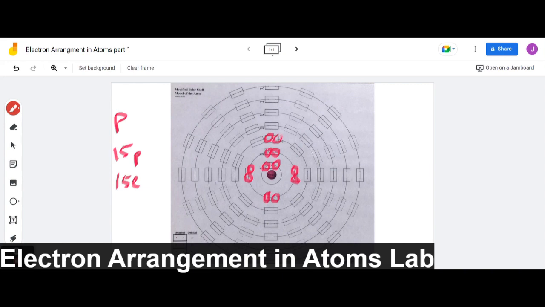Going on to the 3s sublevel, we've got 2 electrons in the 3s sublevel, and that brings us to 12 total electrons. But we still need to get to 15. In order to get to 15, I'm going to put 1 electron into each of the p orbitals of the 3p sublevel. Go ahead and take a screenshot of this one.